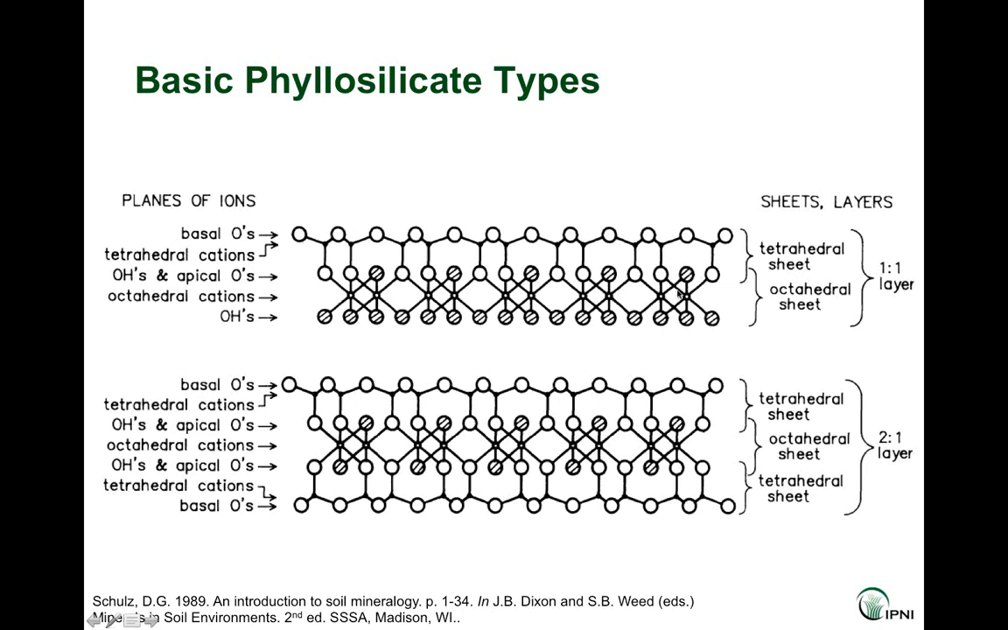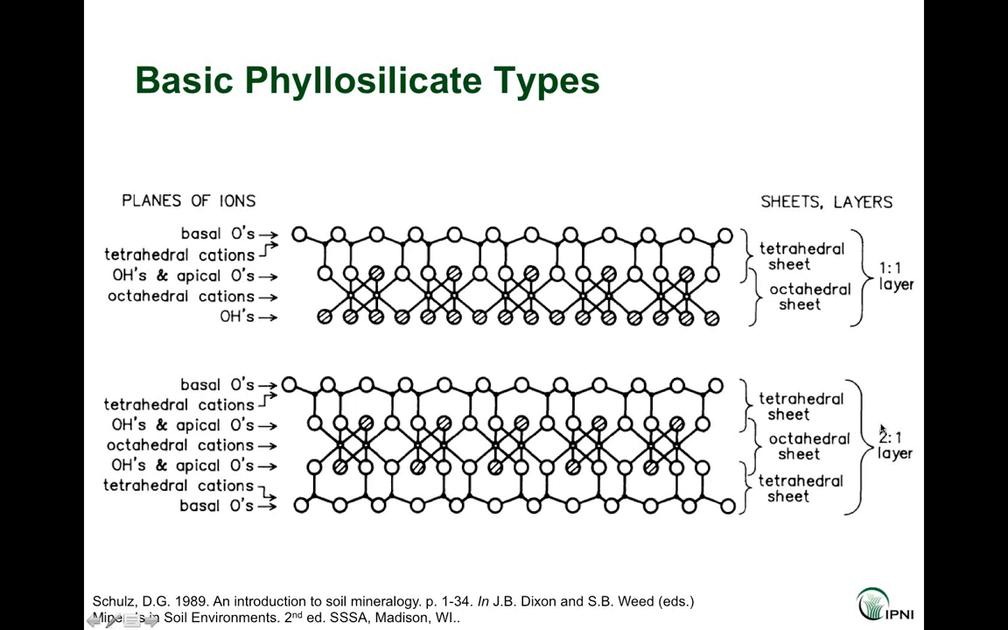Just below that sheet and attached to it is an octahedral sheet, where we typically have aluminums, or sometimes iron or other metals will substitute for aluminum. And this is an octahedral coordination with oxygens and hydroxyls. So there are 6 of those oxygens or hydroxyls, OHs, surrounding that aluminum cation. So when you have one tetrahedral sheet to one octahedral sheet, that's called a one-to-one type of clay mineral.